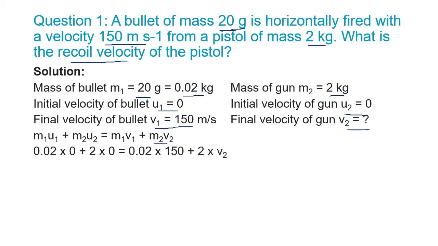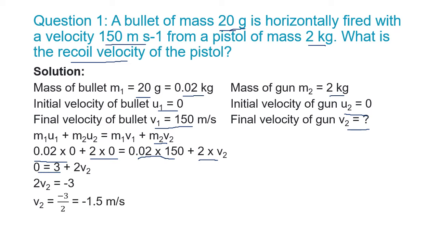Let us put down the values. m1 is 0.2 into 0 initial, m2 is 2 into initial velocity 0, so 0 into 0 is 0, 2 into 150 is 3, plus 2v2, m2 is 2 and v2. So we get 0 plus 0 equal to 0 equal to 3 plus 2v2, or 2v2, we take the 3 on this side, so 2v2 equal to minus 3, so v2 equal to minus 3 by 2 or minus 1.5 meter per second. So the velocity of the gun, the pistol, is 1.5 meter per second, and this negative sign shows the opposite direction.